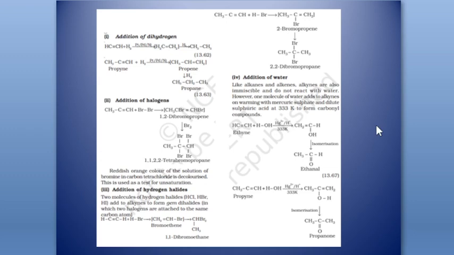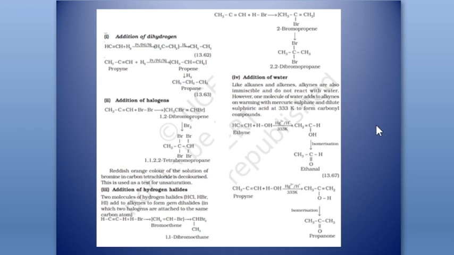Next come to addition of hydrogen. Addition of hydrogen into ethyne molecule will produce ethene. In propyne molecule will produce propene. The catalyst here is platinum, palladium or nickel.